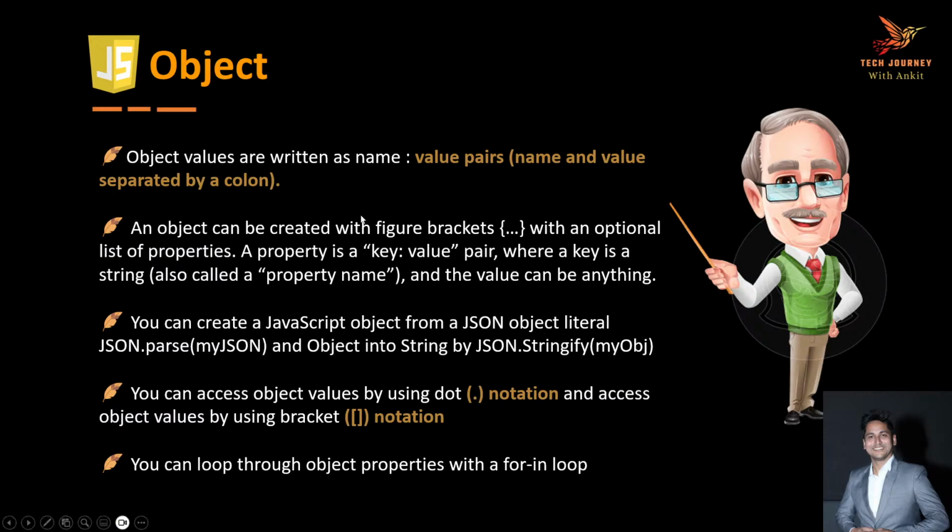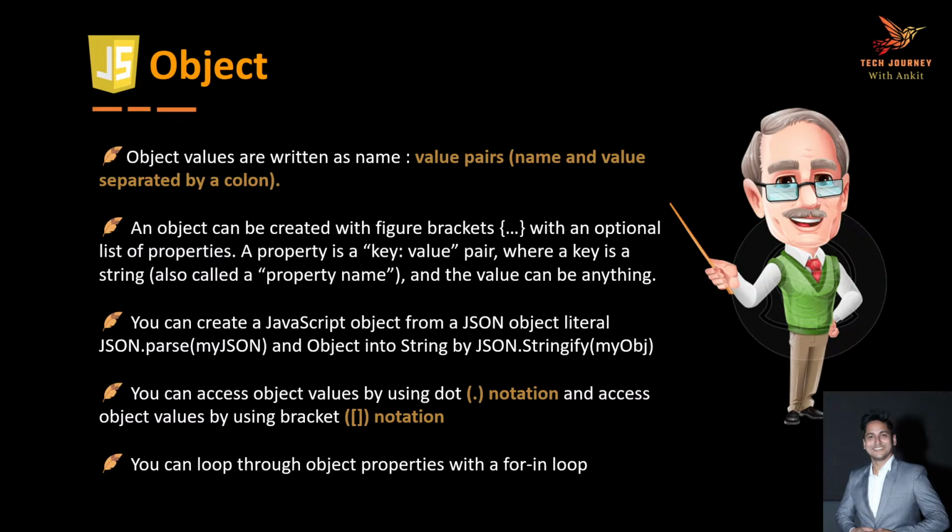In JavaScript, objects are written as key value pairs, where the key will be the name and the value will be the actual value that you want to assign to the name. Both the name and the value are separated by a colon. Another thing about the object is that it is always placed inside curly braces. Whenever we create an object, we create it inside curly braces, and inside the curly braces we have the key value pairs.